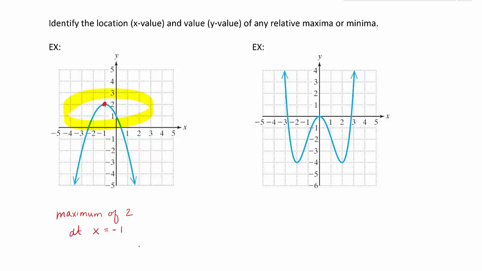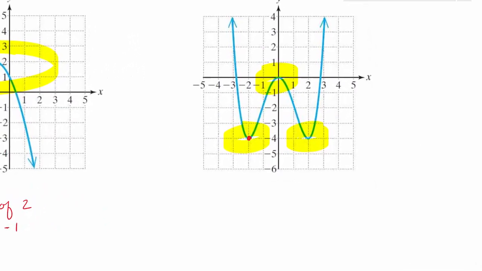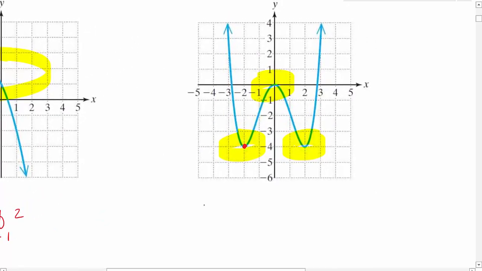Let's look at our other graph. Mins and max occur at things that look like valleys and peaks. So we can see that we've got several going on here. So let's start with the first one right here. Is that going to be a minimum or a maximum? Looking to the left and the right of this point, I see that all the other points are larger. So that means that we have a minimum value here of -4 at x equals -2.